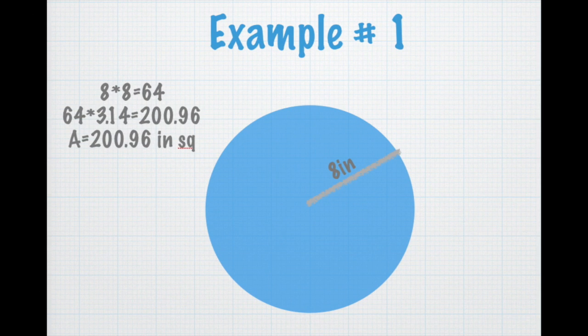For our first example, we have a circle here with an 8-inch radius. The first thing we're going to do is square that radius, so that would be times it by itself. 8 times 8 is 64. Once we have our radius squared, we want to take that number, 64, and multiply it by pi, or 3.14. When we do that, you're going to get 200.96. So the area of this circle is 200.96 inches squared.